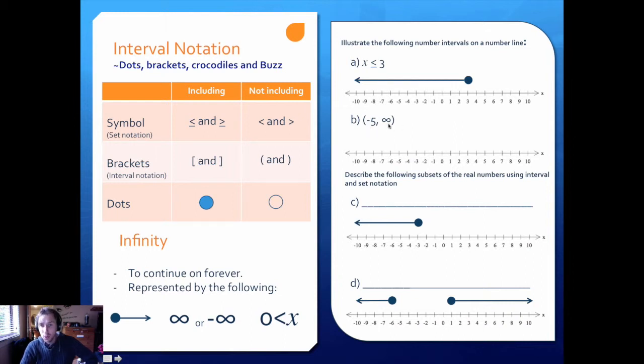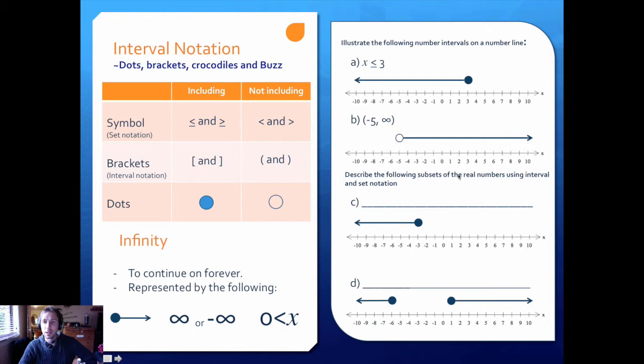So, -5 to infinity means it's going to start off at -5, not included, which means an empty dot, and it's going to go all the way to infinity. And infinity is up this direction because it's positive, so it's going to start at -5, empty dot, and then the arrow continues up forever like so. Let's have a look at the last couple of questions.